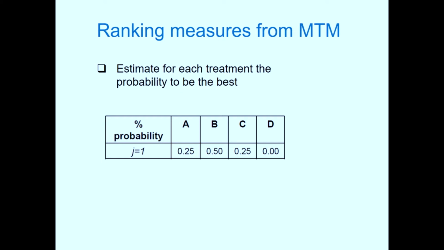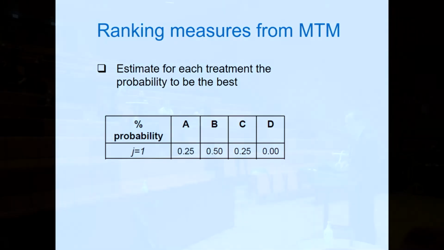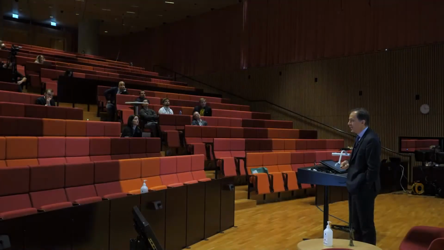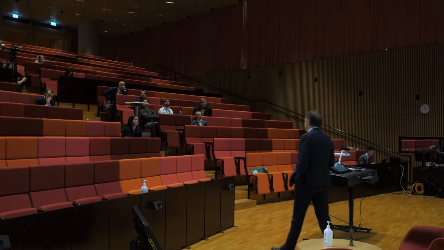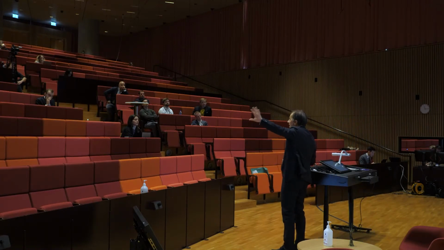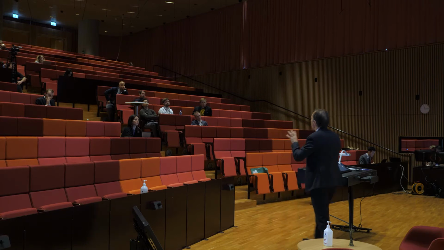So when we rank, MTM, because we also call them multiple treatment meta-analysis, but it's the same. Network meta-analysis, mixed treatment comparisons, multiple treatment meta-analysis are the same. So the software estimates for each treatment the probability to be the best. So using the data from the league table, we can produce these probabilities.